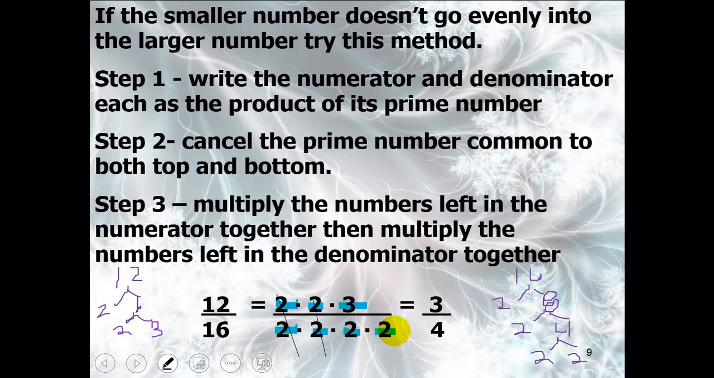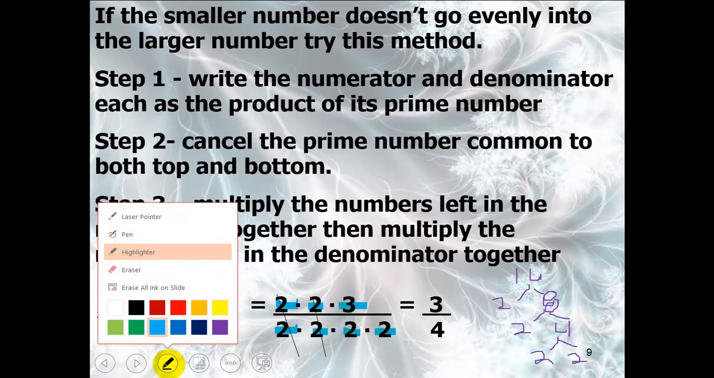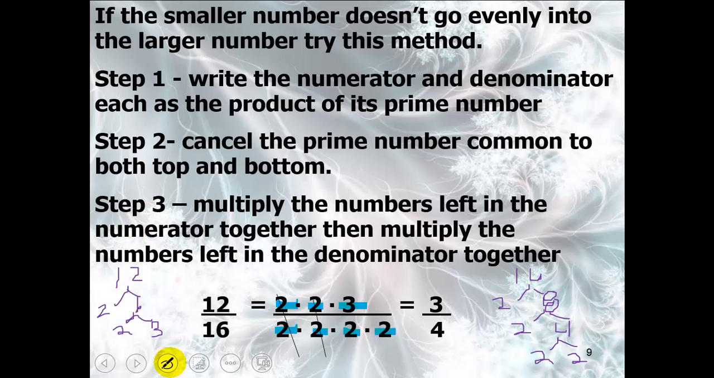Now, step 3 says that I'm going to cancel. Notice that I have a 2 in the numerator here and a 2 in the denominator here, so I can cancel. Again, I have a 2 in the numerator and a 2 in the denominator, so I'm going to cancel. Notice that I have to have it balanced between the top and the bottom. All right? I don't have any 3's to cancel. I don't have any more 2's in the top to cancel out with the 2's in the bottom.